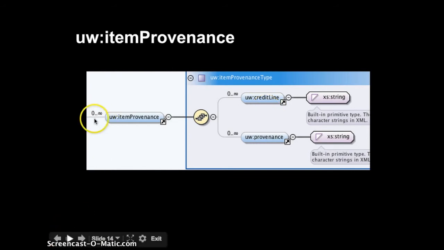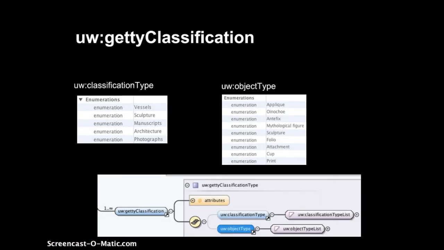All of these items are from 0 to unbounded since the item's provenance may be unknown. Likewise, there might not be a credit line or a detailed provenance history. We decided to use the type as string because it would be able to hold as much or as little information that was available. We also created the container UW Getty classification, which contained two child elements, UW classification type and UW object type. These are related to how the Getty describes its objects through nomenclature.